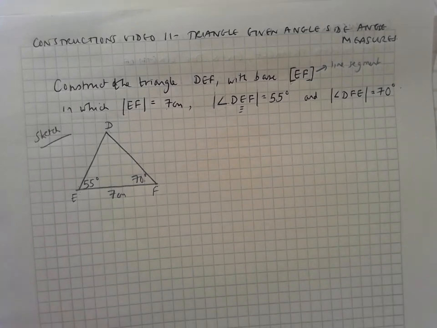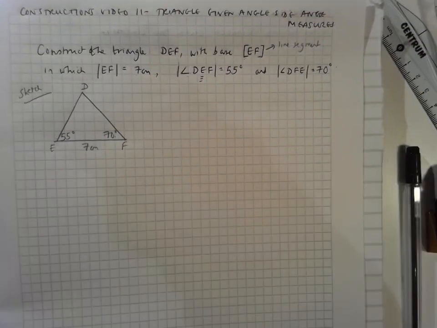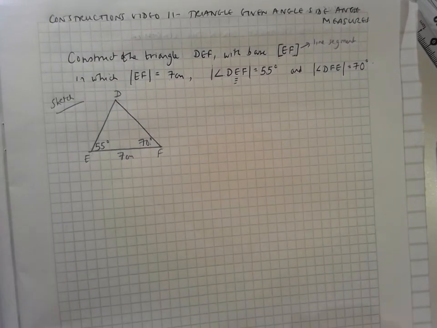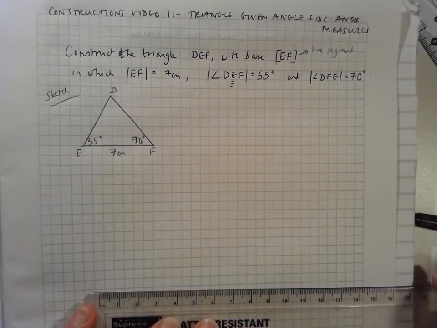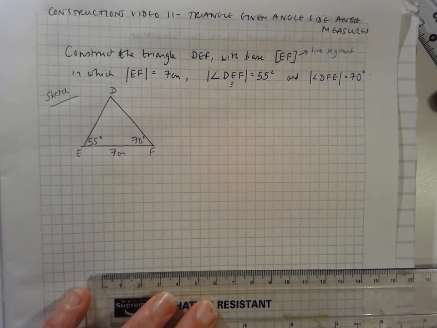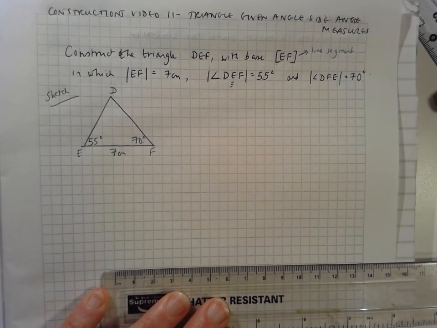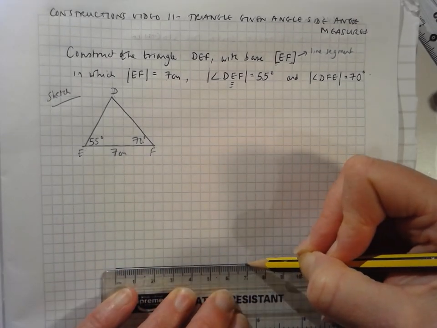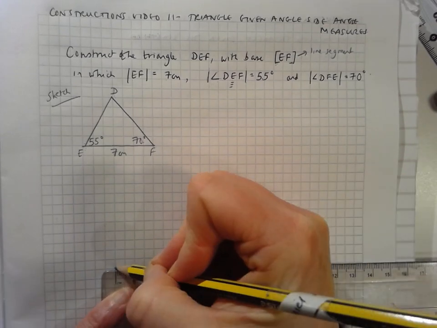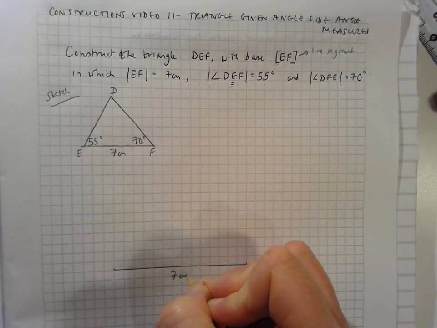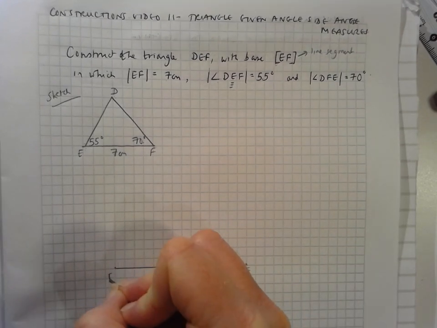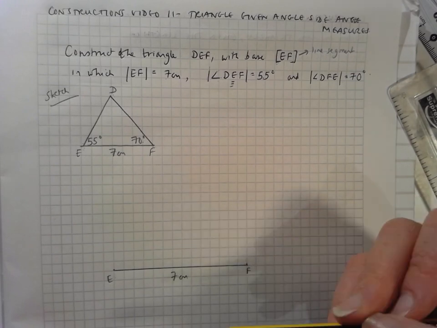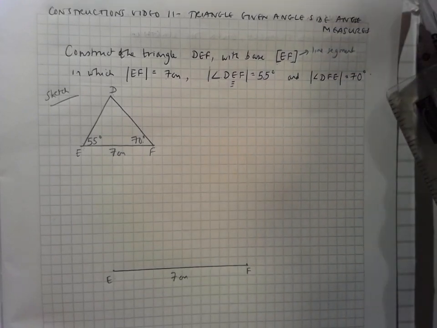We're going to use pencil, compass, and protractor, and we're going to show all our construction lines. So 7 centimeters, let's draw it down here. 7 centimeters is our base. That's F, and that's E. Now, we're going to have a point up here somewhere that's D, but we don't know where it's going to be.